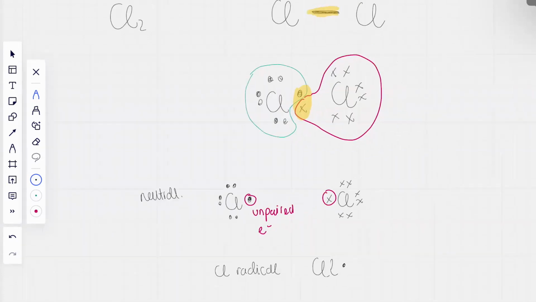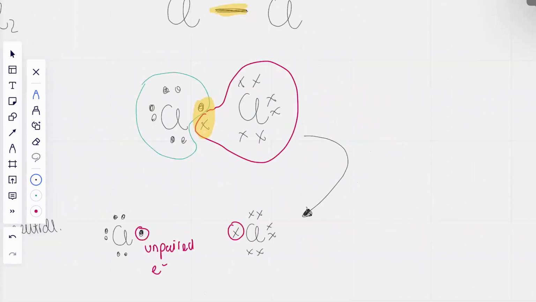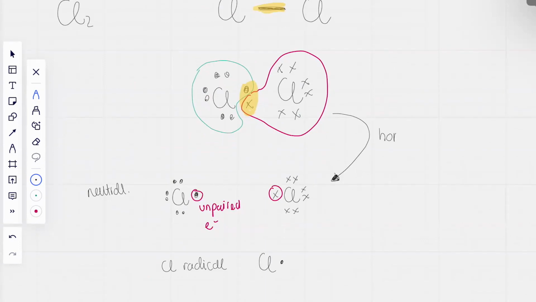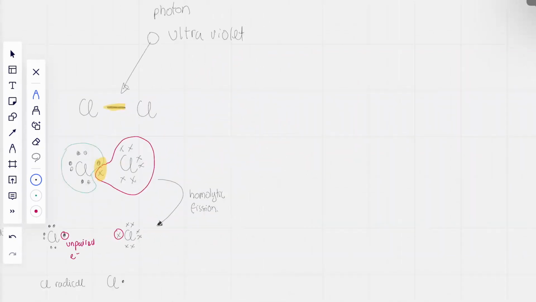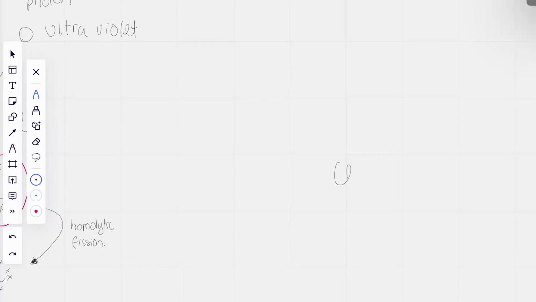Yes. This process of breaking up the two chlorine, the Cl2, into chlorine atoms, this process is called homolytic fission. Okay, and this is due to the UV light. You have another process called heterolytic fission, which is not for this reaction, but I explain.